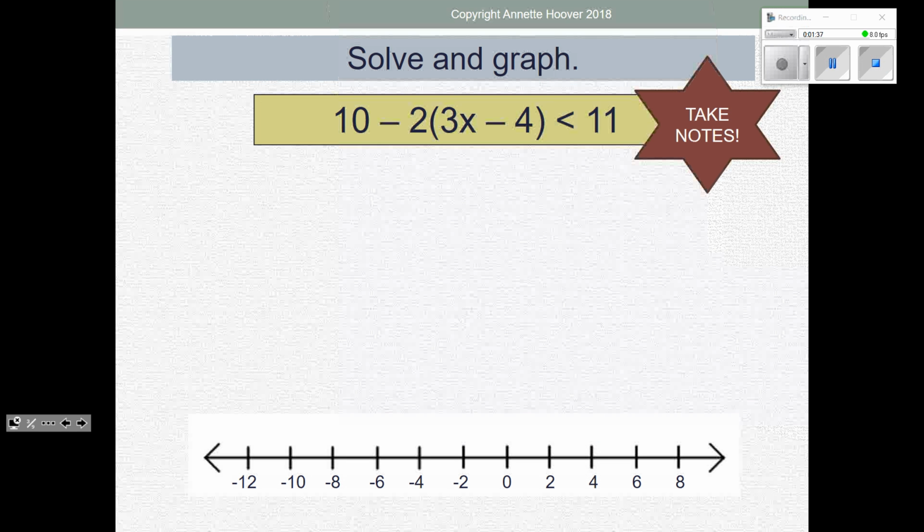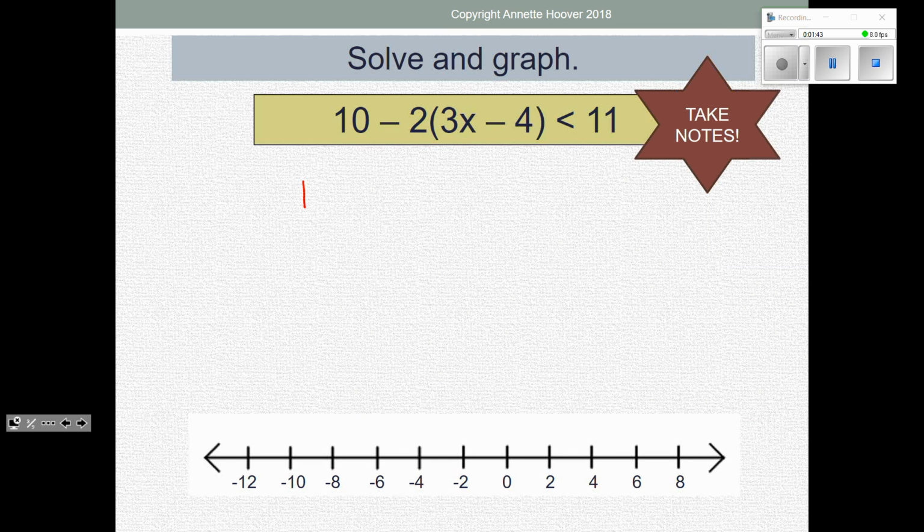In our next example, also here on the left side of the equation, we need to start with the distributive property. So we're going to multiply the negative 2 times each term. So negative 2 times a positive 3x is a negative 6x. And a negative 2 times a negative 4 is a positive 8. All of that is less than 11.